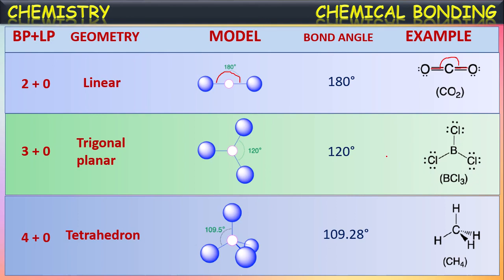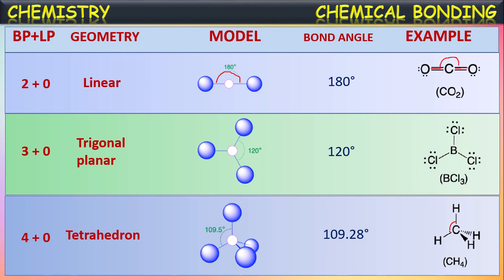These are all molecules in which the central atom has only four bond pairs and no lone pairs. They will come under this tetrahedron geometry. See here, CH4, carbon has four bond pairs. All these bond pairs are arranged at equal distances from one another, and hence the shape is called tetrahedron shape, and the bond angle there is 109 degrees 28 minutes.